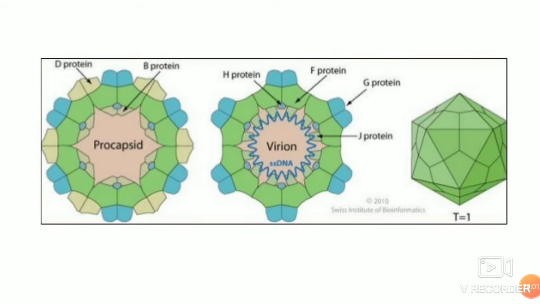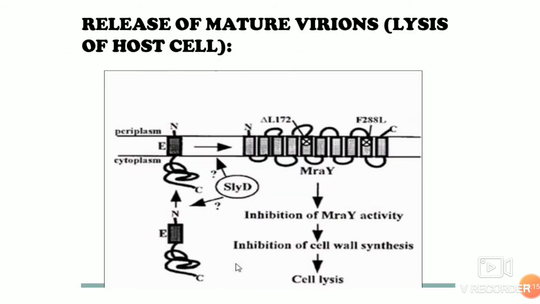Now in the procapsid, you can see that there are D proteins which are stabilizing, and those are removed, and the J protein enters and forms the mature capsid. Now the assembly is done. How is release orchestrated? It is mediated by the reduction in cell wall synthesis.